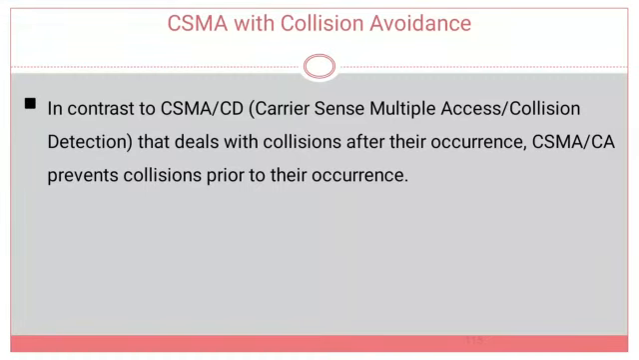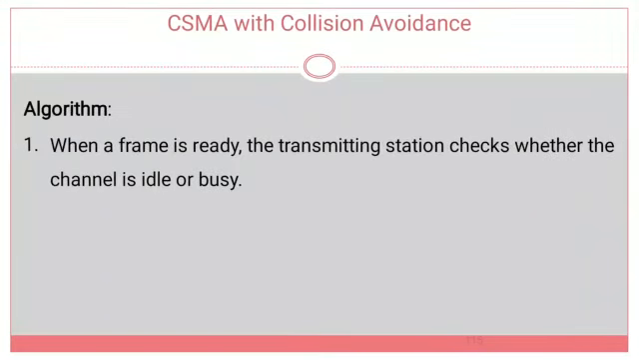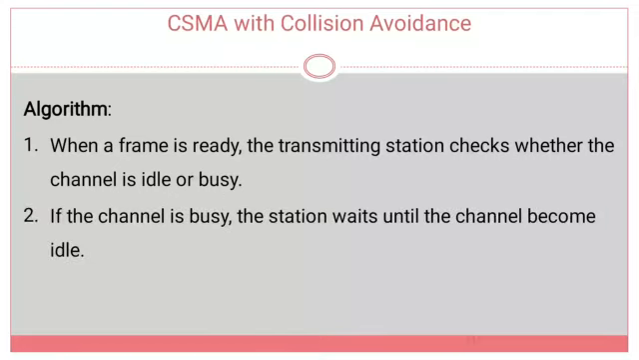So the algorithm we need to follow for CSMA with collision avoidance is, in the first step, when a frame is ready, the transmitting station checks whether the channel is idle or busy. This is common to all the protocols. Next, if the channel is busy, then the station waits until the channel becomes idle.